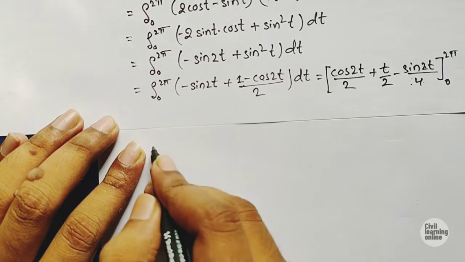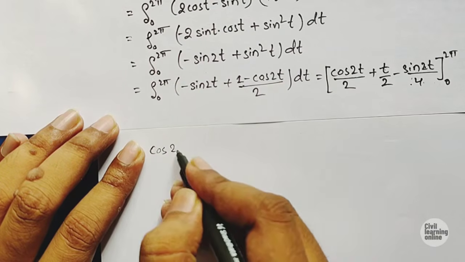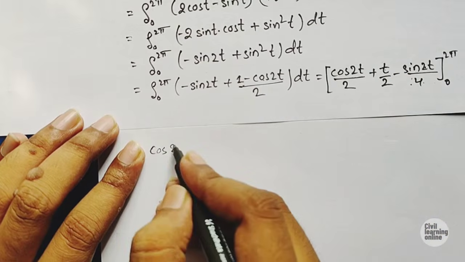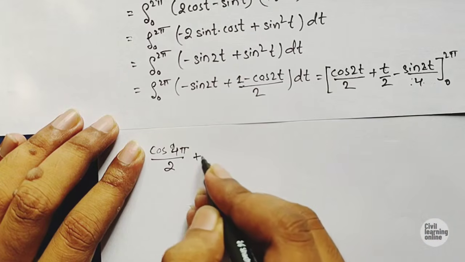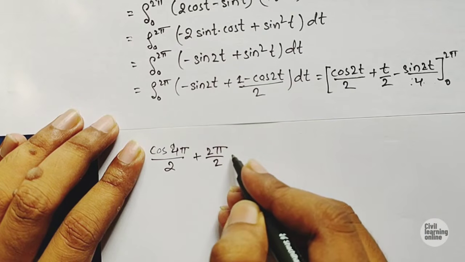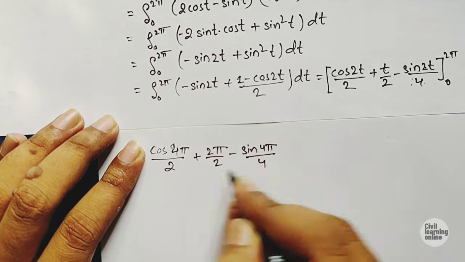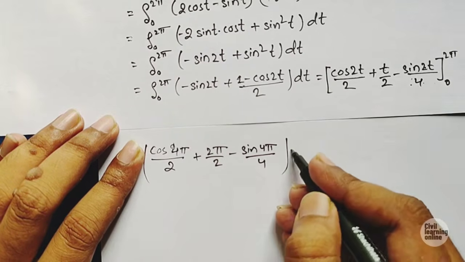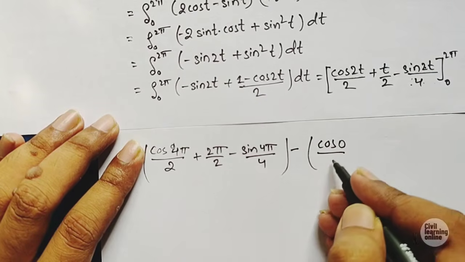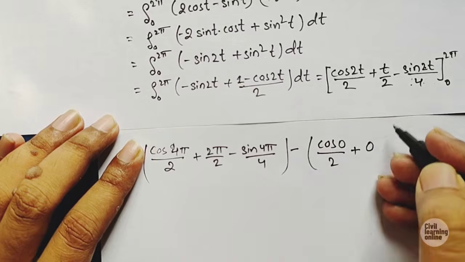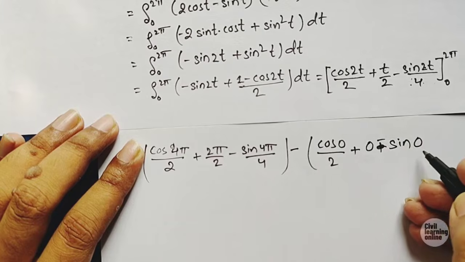Then we will have cos, and here we have 2, and in place of t we will put 2 pi, so it will be 4 pi upon 2. First of all we are putting the upper limit, so plus 2 pi upon 2 minus sin, 2 multiplied with 2 pi, so 4 pi divided by 4. Now time for the lower limit, and the lower limit is subtracted, so cos 2t, 2 multiplied with 0, so cos 0 upon 2, plus this gets 0, 0 by 2 is 0, plus minus sin 0 by 4.